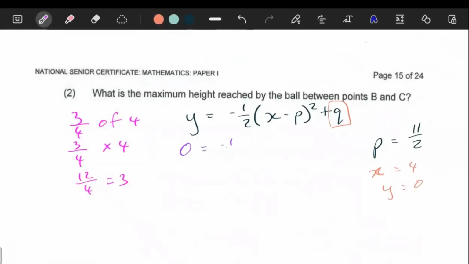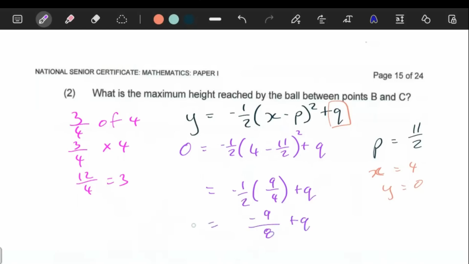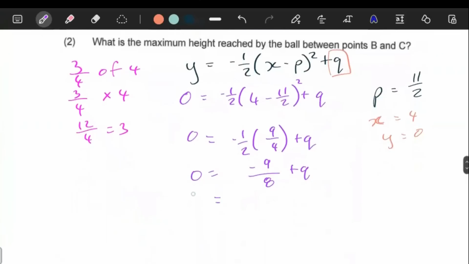0 equals negative half, x is 4, p is 11 over 2, q is what we're looking for. And then this is 4 minus 11 over 2, that's negative 3 over 2. If you square it, you have 9 over 4. And then if you multiply by the half, you have negative 9/8 is equal to 0. Everything on one side, you have plus 9/8.